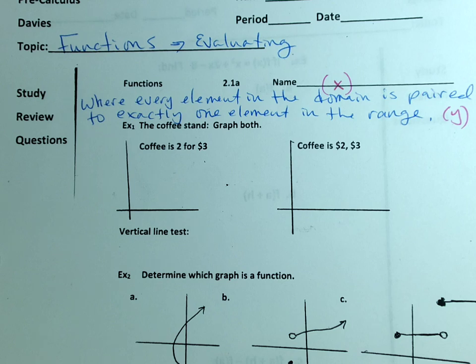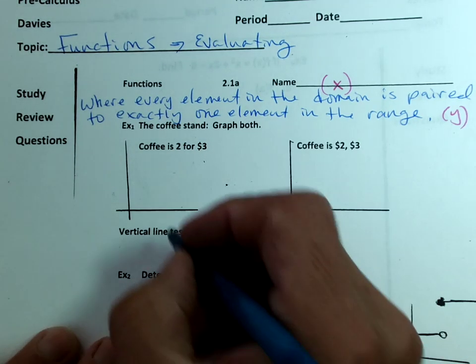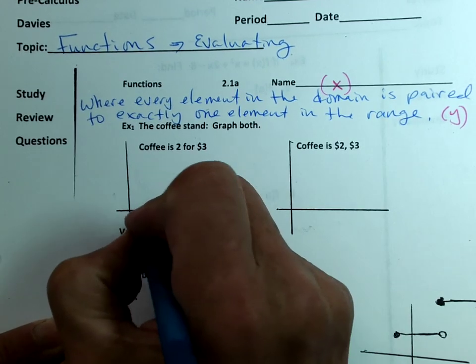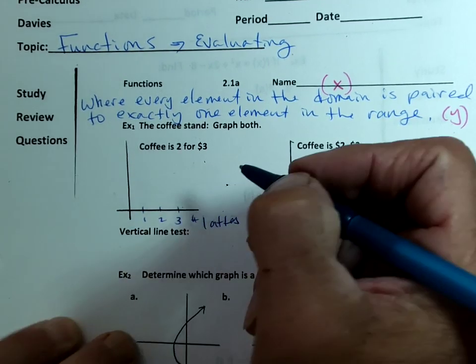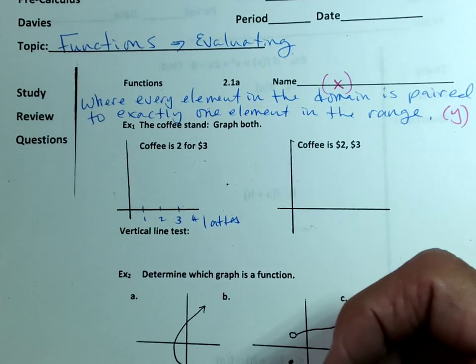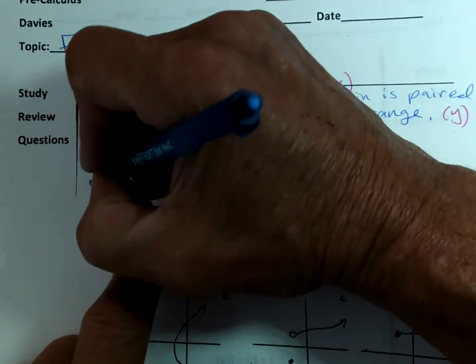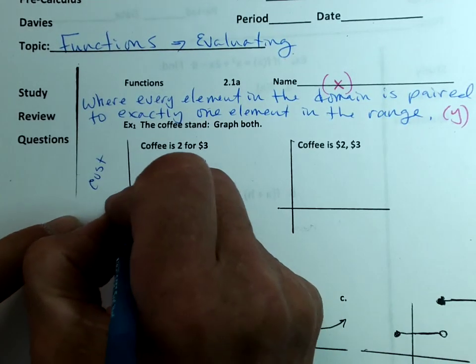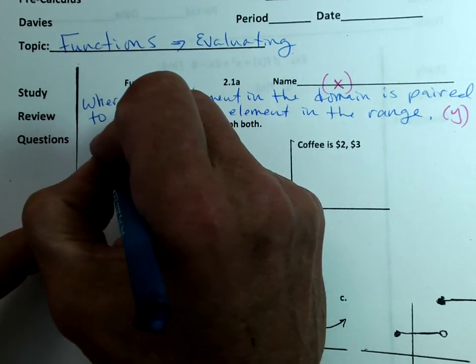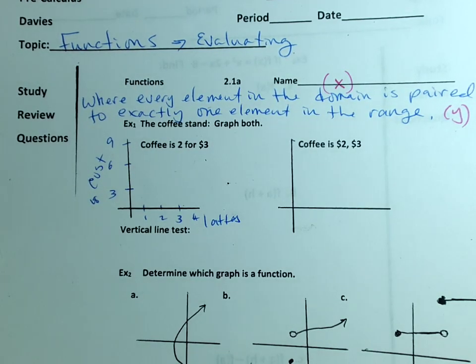Let's go back to this whole coffee stand thing. Example 1, the coffee stand, graph both. Coffee is 2 for $3, so we can graph that. Our control variable has to be the number of lattes, so I'm going to go 1, 2, 3. My dependent variable is the cost, so I've got my cost up here, and we'll just go $3, 6, and 9.